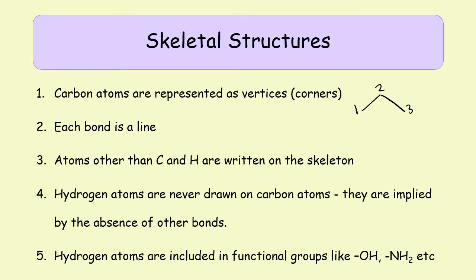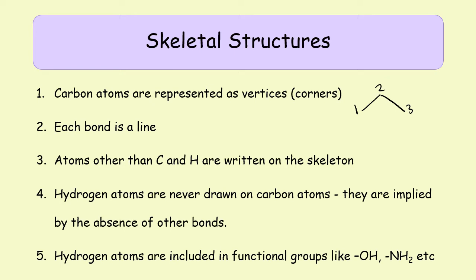Now, hydrogens are not included, but we have to assume that if it's at the end, that carbon needs to have 4 bonds, so there will be 3 hydrogens on it. That carbon in the middle, carbon number 2, has 2 bonds, so we have to assume that there are 2 hydrogens on it.